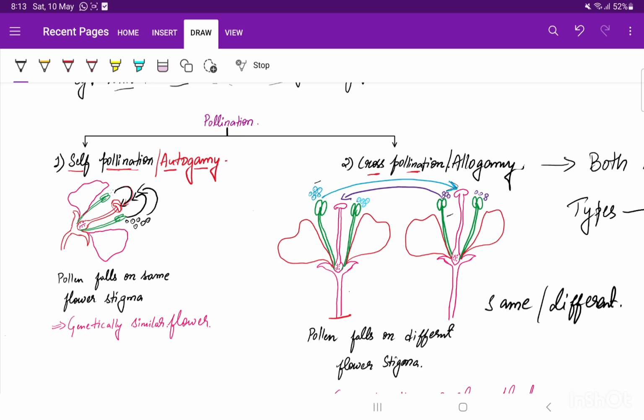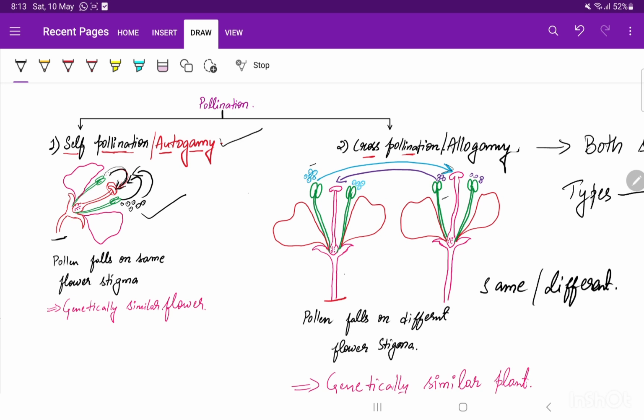Self-pollination, the word itself explains, they pollinate themselves. The flower having both male and female gametophytes on them and anther falls on its own stigma and pollination occurs. This is called autogamy. And since the flower itself performs the pollination process, it is understood that it is a genetically same flower.